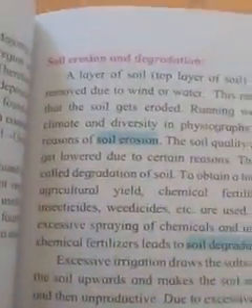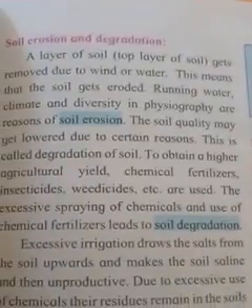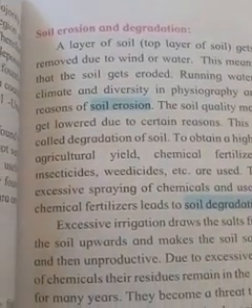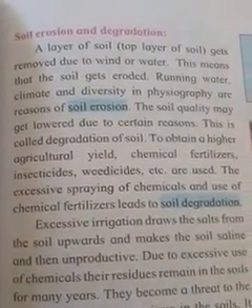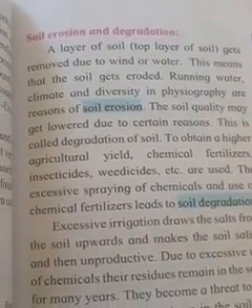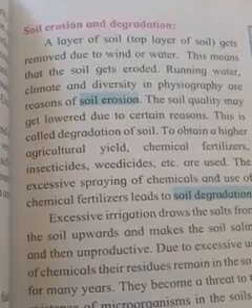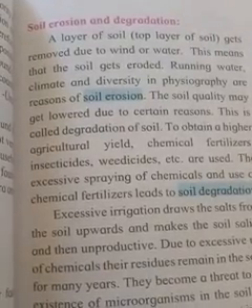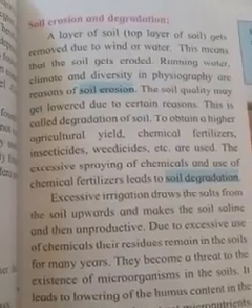The next part is soil erosion and degradation. The top layer of soil gets removed due to wind or water. That means the soil gets eroded. Running water, climate and diversity of physiography are reasons for soil erosion.